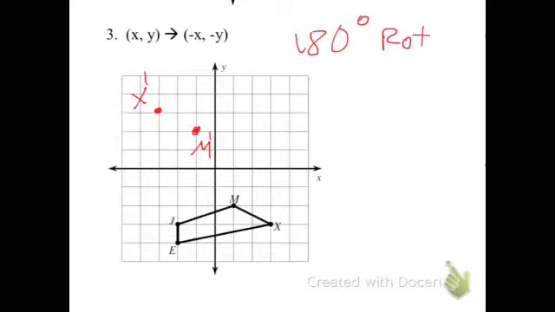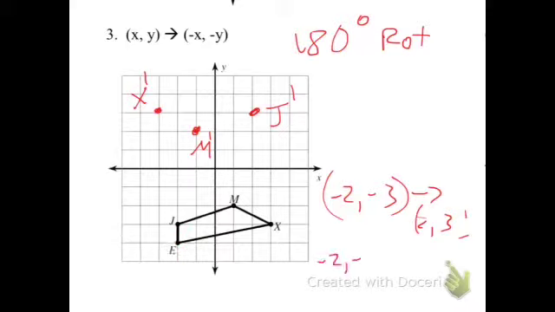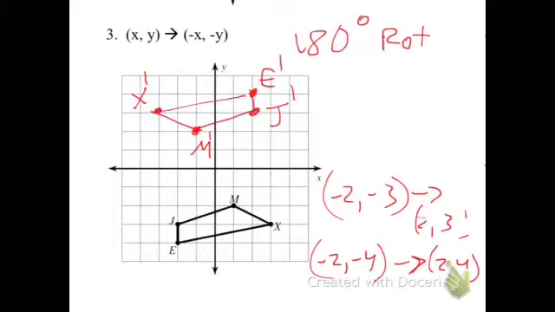J is at -2, -3, so it's going to go to 2, 3 for its new point. E is currently at -2 and -4, so if you make both of those the opposite sign, you'll get 2, 4, and you're looking at it right there. There's E prime, and we got our lovely shape all drawn.